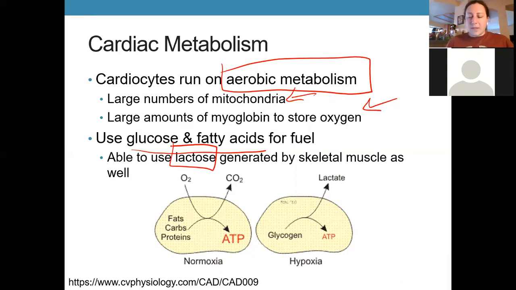Now, this is important because it means that you cannot deprive heart muscle of oxygen any more than you can deprive neurons of oxygen. They're very metabolically active and they need to be aerobic because they're using so much ATP and they never get to rest, right? Like, they never get a break. They just sometimes get to pump a little slower, but they're always pumping, right? They can't stop.